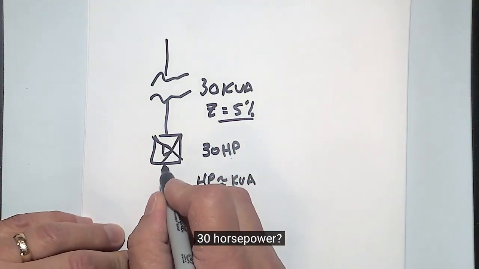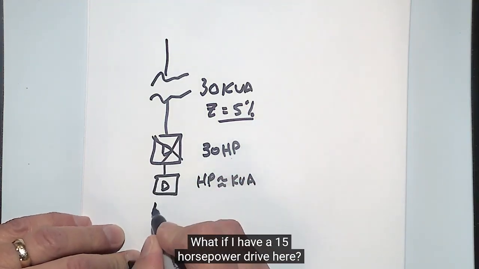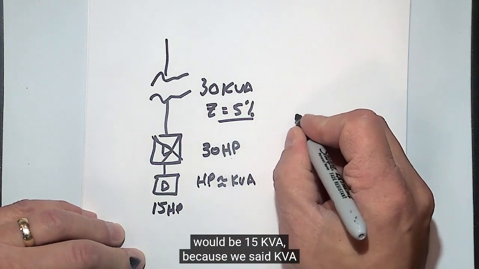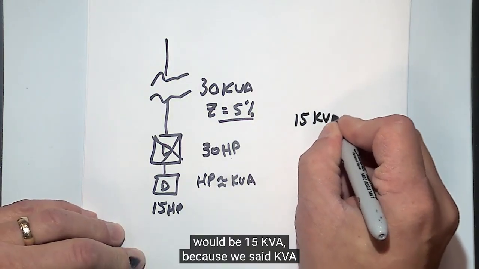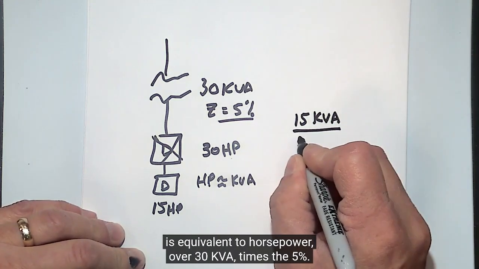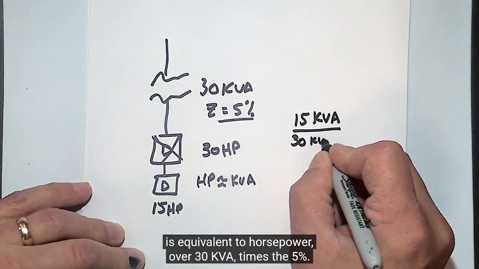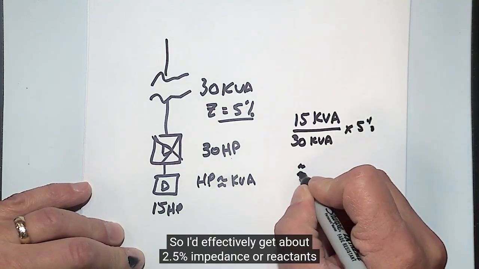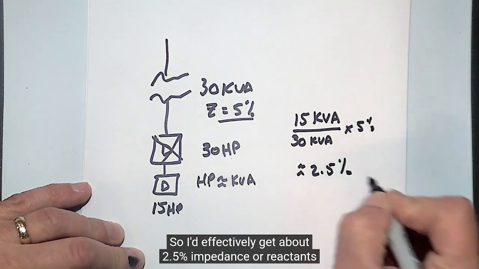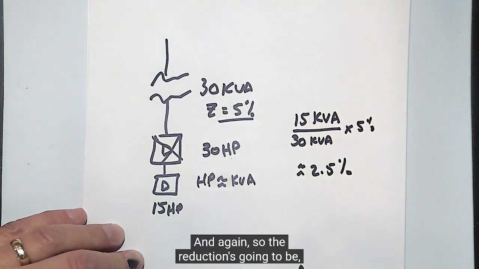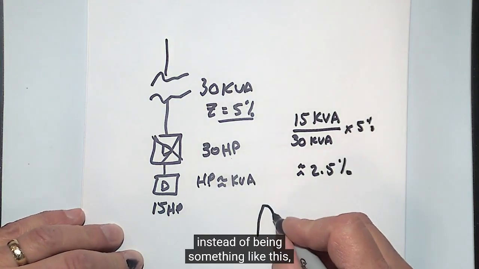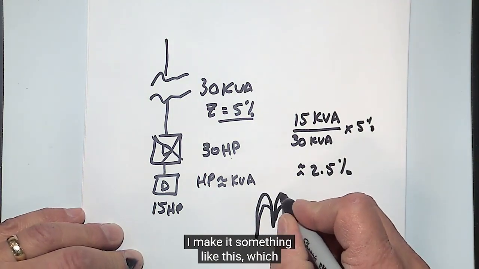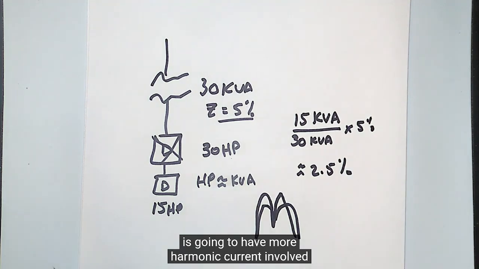What if I have a 15 horsepower drive here? Well, the equivalent impedance then would be 15 kVA, because we said kVA is equivalent to horsepower, over 30 kVA, times the 5%. So I'd effectively get about 2.5% impedance or reactance in front of that drive. And again, the reduction is going to be, instead of being something like this, I may get something like this, which is going to have more harmonic current involved with the system.